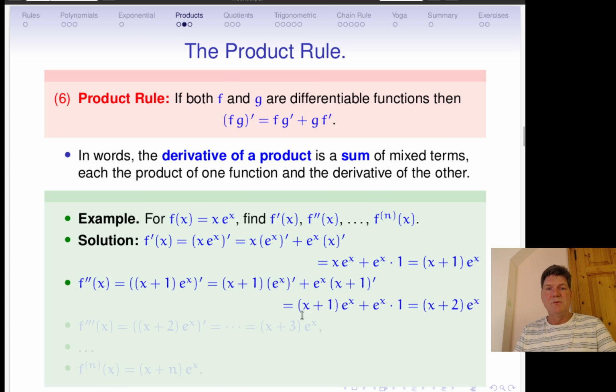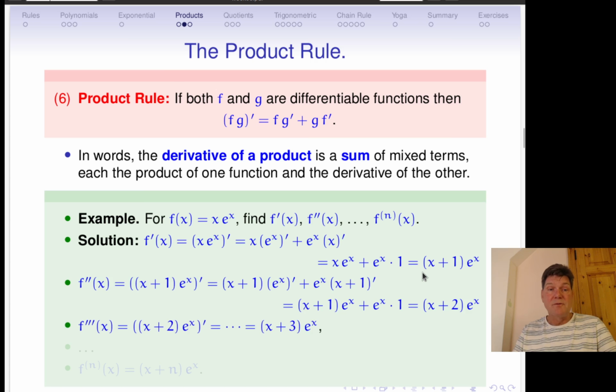So we can compute this as x plus 1 times e to the x plus e to the x times 1, which is, taking e to the x out as a common factor, x plus 2 times e to the x. Is there a pattern emerging? Well, if you like, try another one.